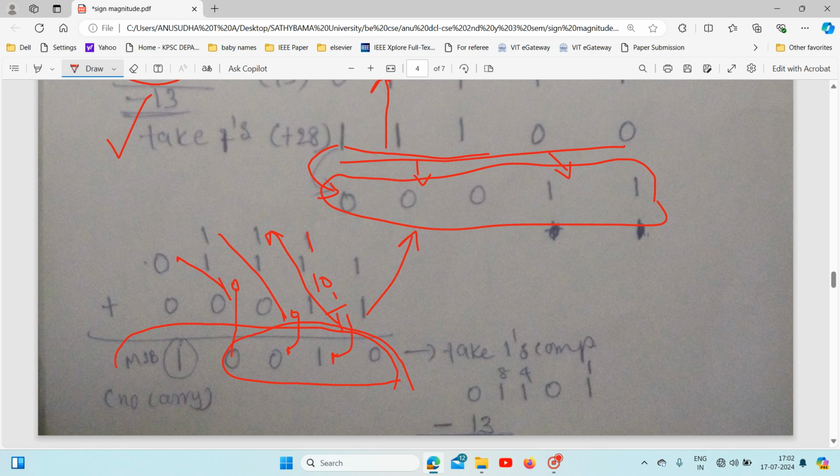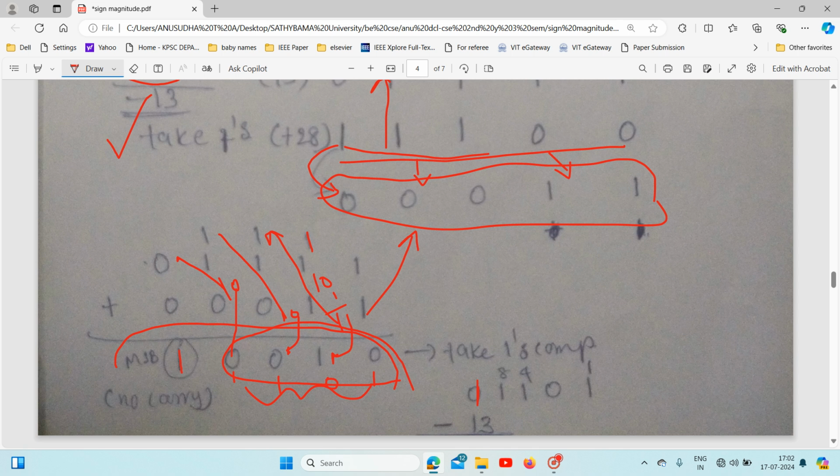You retain this MSB bit because it is a negative sign. You have to take the magnitude's ones complement. What does it become? So double 1. See, 1, 1, 0, 1. So keep this one.